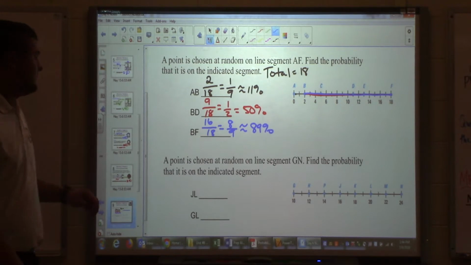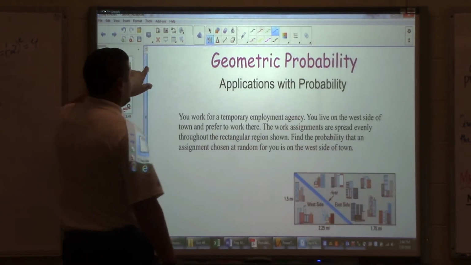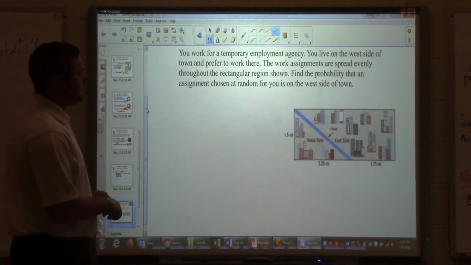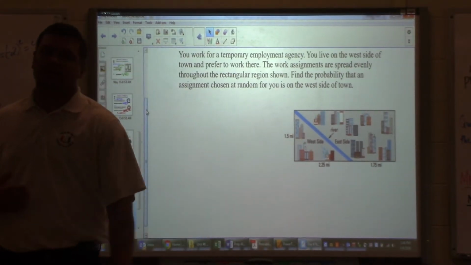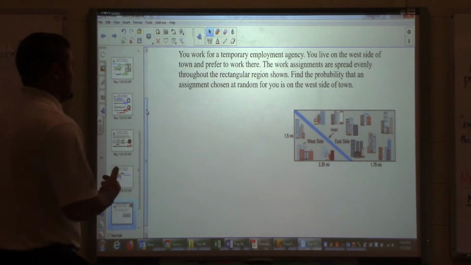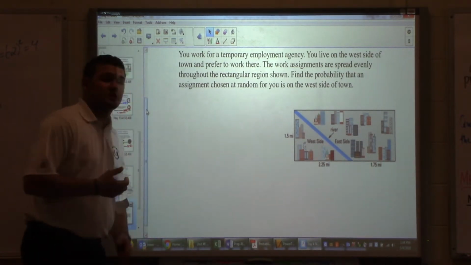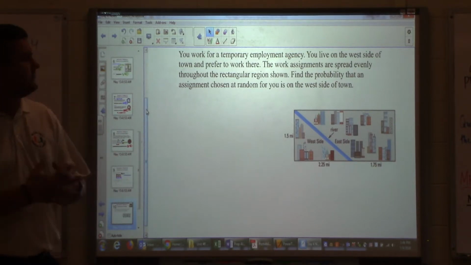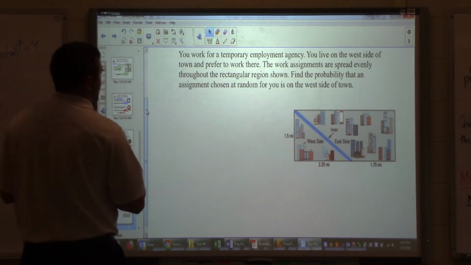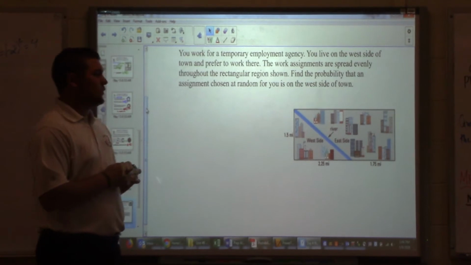Alright. Last problem then is an application problem. You work for a temp employment agency. Your city is split on the east and west side by a river. You live on the west side, and you prefer to work there. The work assignments are spread evenly through that rectangular city. Find the probability that an assignment chosen at random for you is on the west side of town.